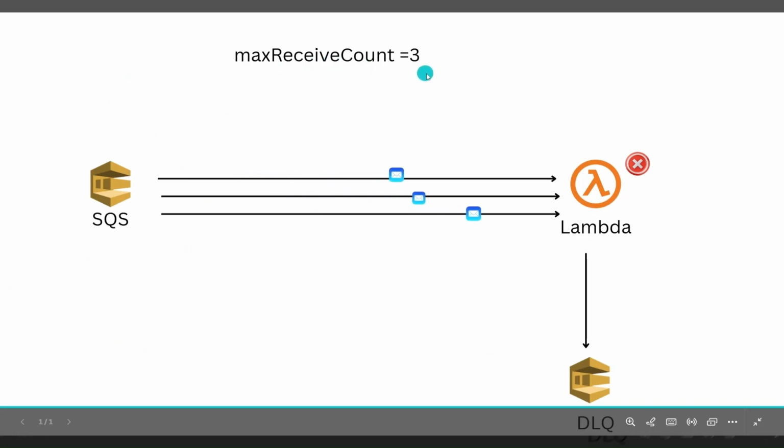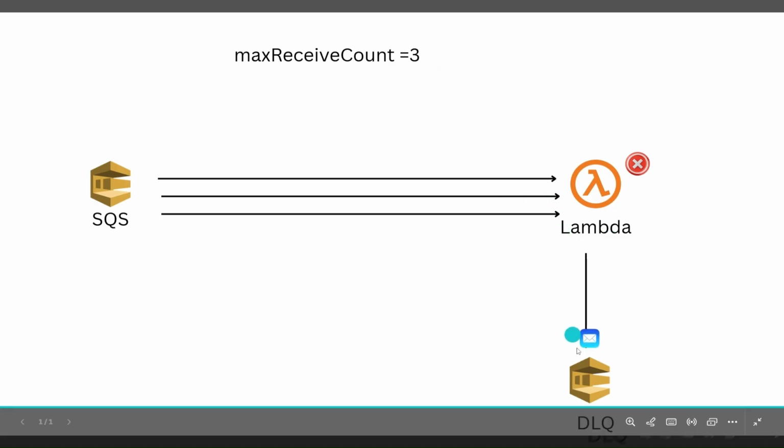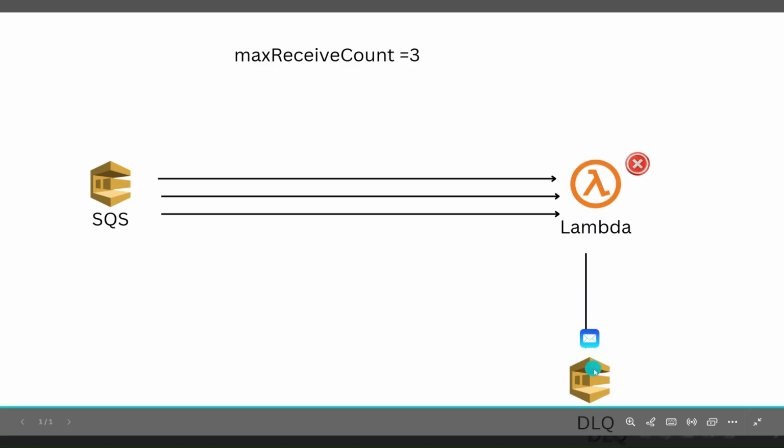Here, max receive count equals 3, which means SQS is trying to send the message to Lambda, but Lambda fails to process it. And SQS will retry only 3 times because max receive count equals 3. Once it exceeds this count, that message will get sent into the DLQ. This is where DLQ comes into the picture. This DLQ stores all the failed messages. Failed in the sense that Lambda failed to process them. So those messages will be redirected into the DLQ. This is how DLQ works.